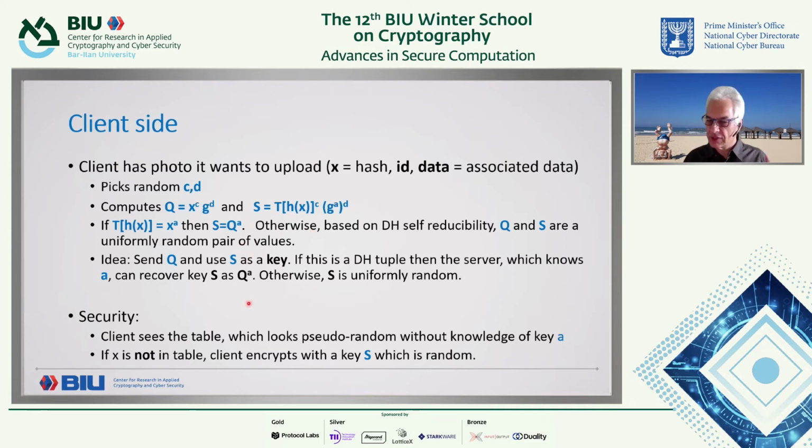So just stopping here. The client sees a table, but this is completely pseudo-random if the client doesn't know the key A that only Apple knows. And for items which are not in the table, the client encrypts, I didn't say what it encrypts, but the client encrypts something with a key which is completely random. Any questions?